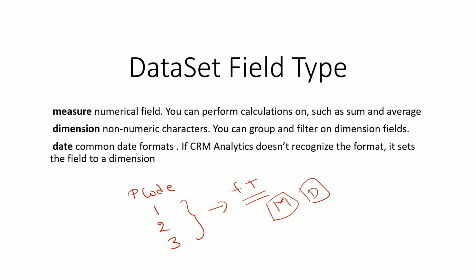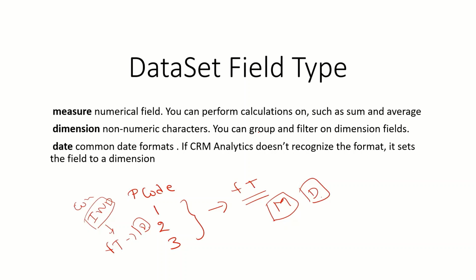The second one is dimension. Any non-numeric characters will be defined with a field type of dimension. So if we have something like country, and in that we have India, this will be a field type dimension. And in a dimension, we can group and filter on those fields. We can group accordingly and we can filter on that basis. That's the reason we have to set the field type accordingly.